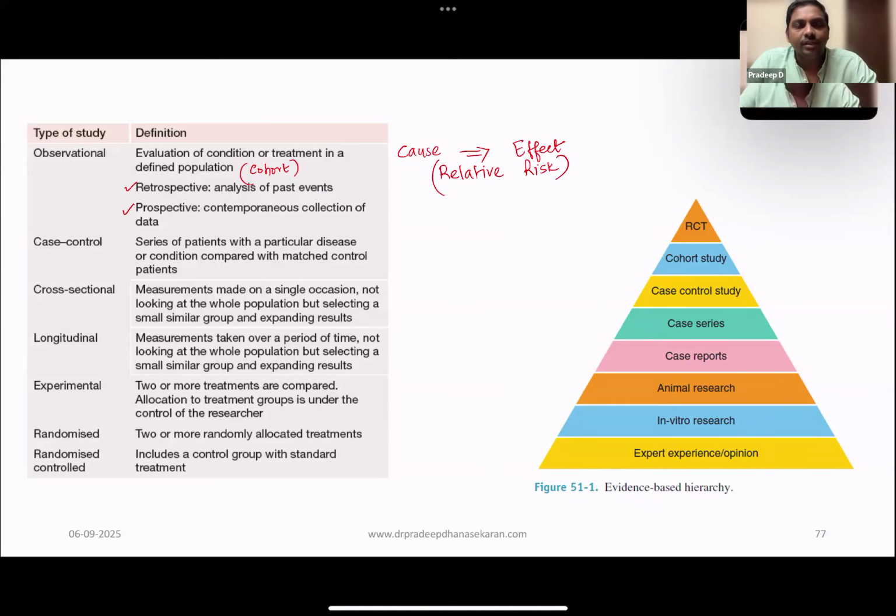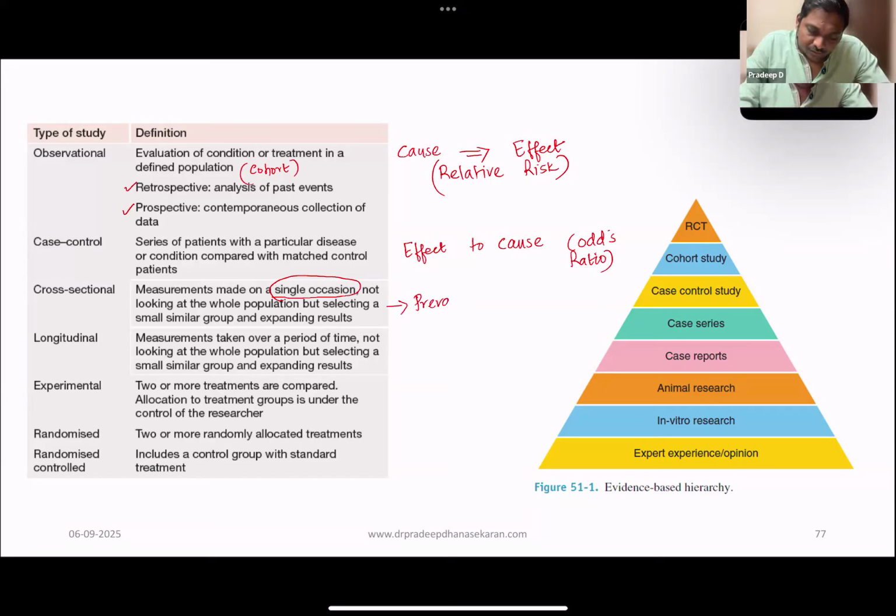Moving on to the case control study. Here, a series of patients with a particular disease or condition is compared with a matched control. All right. So you start from the effect, that is the disease, to the cause. Here you can calculate the odds ratio. A cross-sectional study is a measurement on a single occasion, not looking at the whole population, but selecting a small similar group and extrapolating the results. So it can tell us the prevalence of the particular disease.